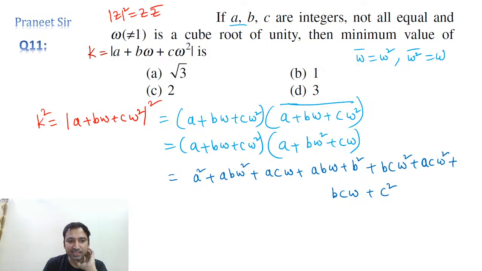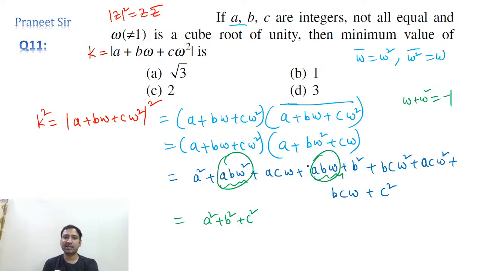Now tell me what is the next step we can have. See, can we add these two terms, AB omega square and AB omega? If you add these two terms, we get omega plus omega square, which is minus 1. So can I write it as A square plus B square plus C square, and the sum of these two terms as minus AB? Why? Because AB into omega square plus omega is becoming minus AB only.